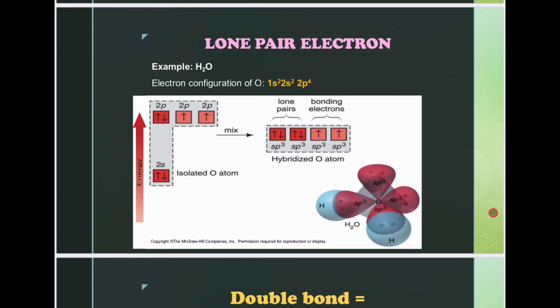Lone pair electron example for the water molecule, electron configuration of oxygen: 1s2 2s2 2p4. So this is the isolated orbital diagram for the oxygen atom. When everything mixes up, 2 orbitals here are lone pairs and the rest are bonding electrons for the sigma bonds. So the hybridization is sp3 because the water molecule has 2 lone pairs and 2 sigma bonds.